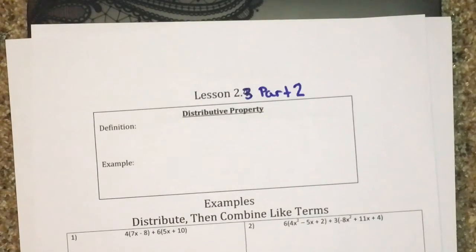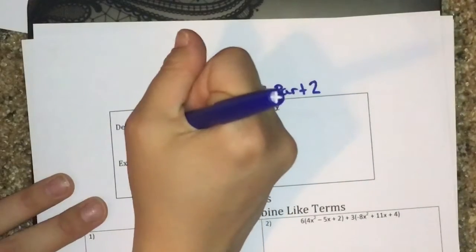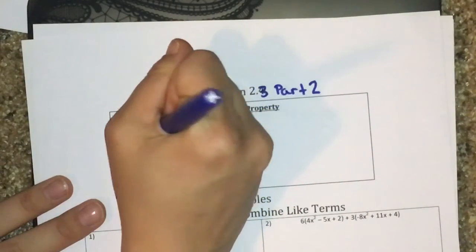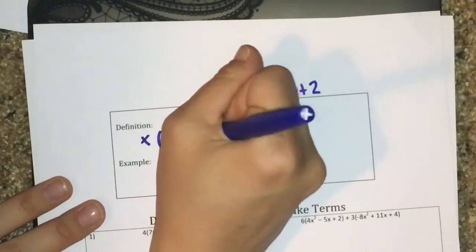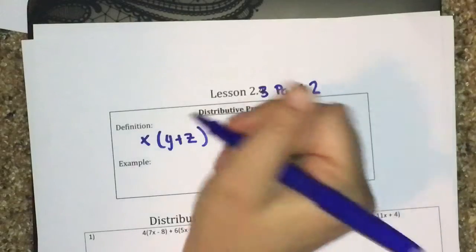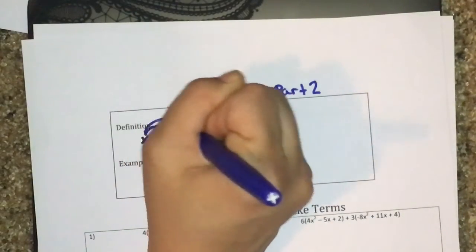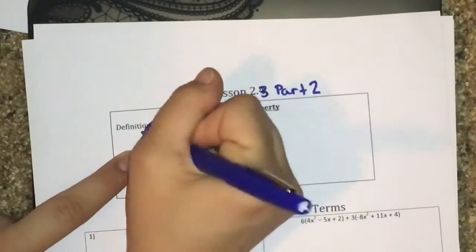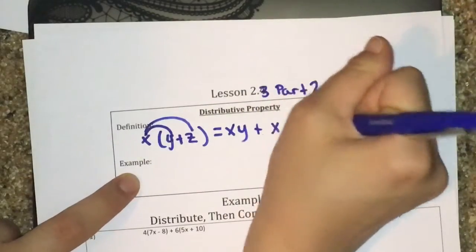Okay, so we're moving on to lesson 2.3, part 2. We're going to start with the distributive property. By definition, the distributive property, let's say we have x times y plus z. Basically, the distributive property says that everything on the outside gets multiplied to everything on the inside. So this becomes x times y, plus xz.